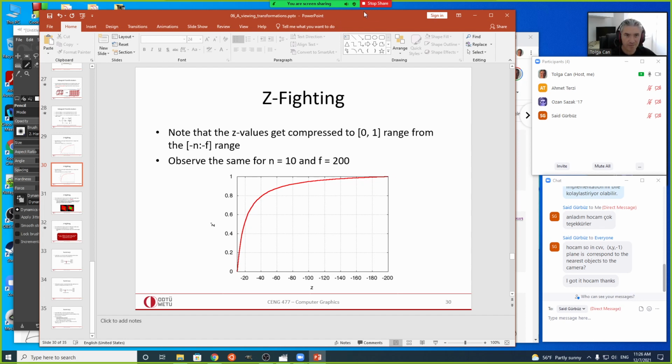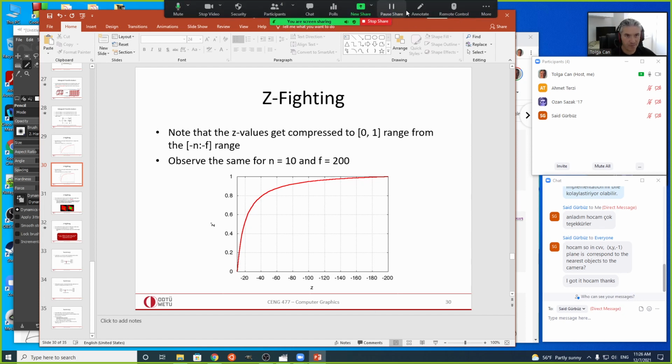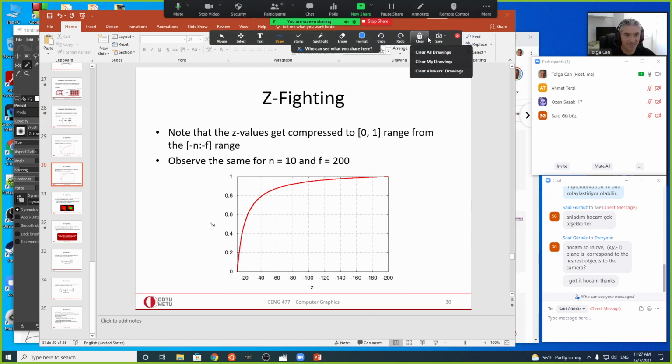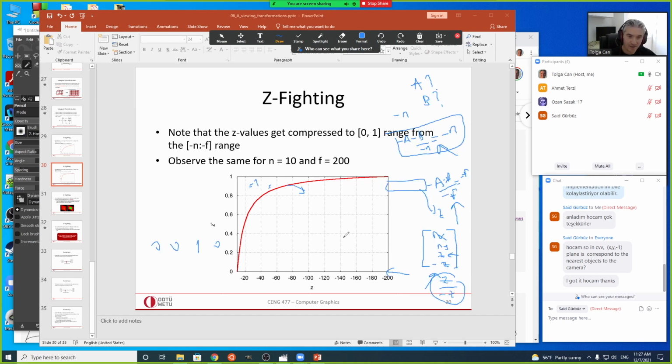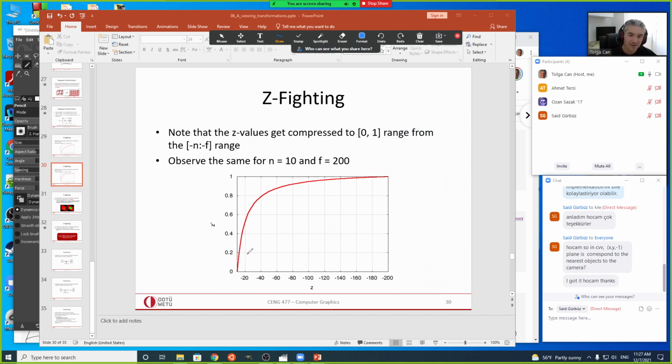But look, mathematically we wouldn't expect this, but it's not linear. As your z coordinate gets larger like this, your z prime is not a linear transformation of your z coordinates. Your z here, well, what did I do? I just undid my clear drawing. So your depth values that we have found by dividing by this z are actually non-linearly transformed.